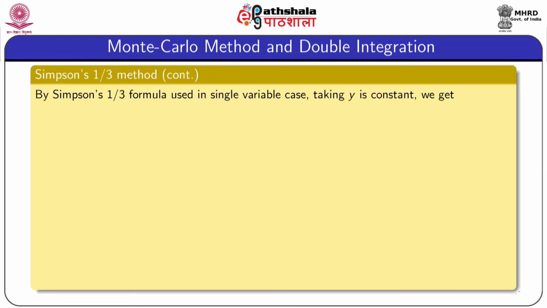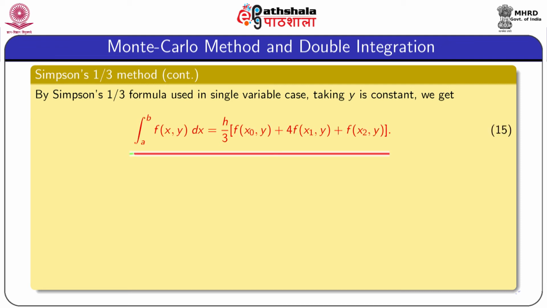By the Simpson one-third formula used in the single variable case, taking y as a constant quantity, we get integration a to b f of xy dx equal to h by 3 [f of x0 comma y plus 4 into f of x1 comma y plus f of x2 comma y]. This is the Simpson one-third formula for one interval or two subintervals.